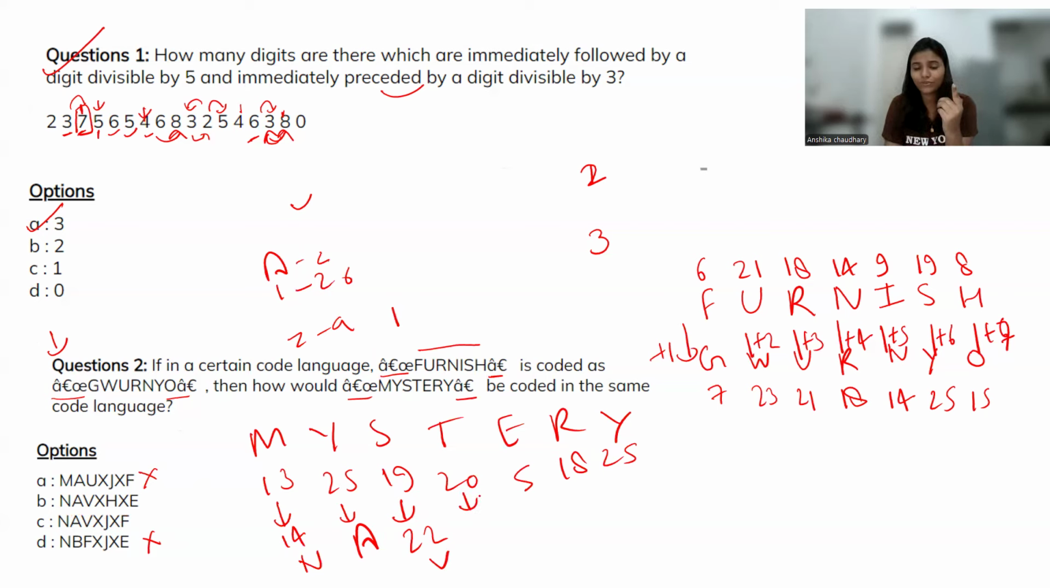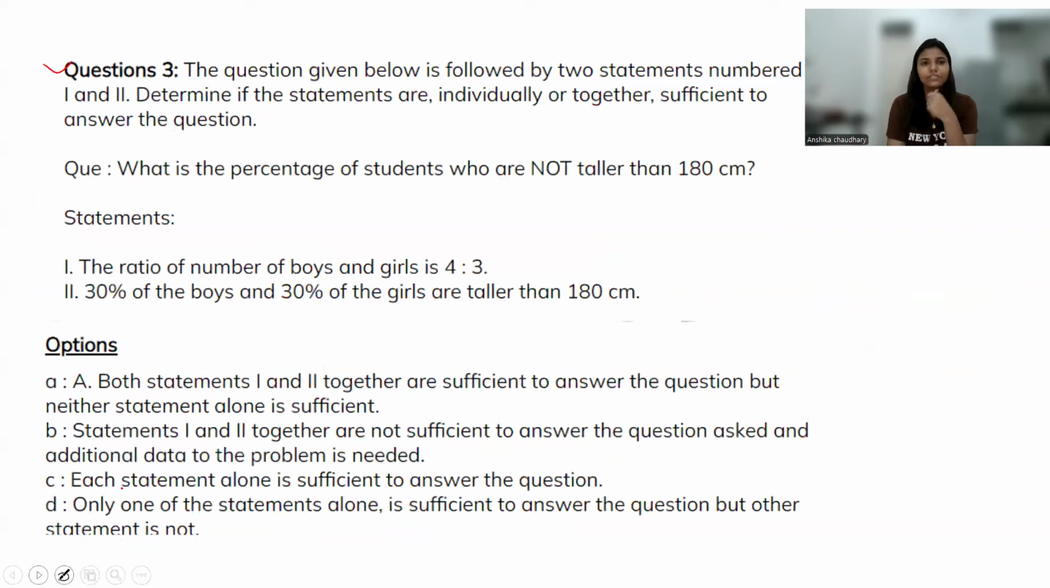So it will be incremented by 4, so it will be 24. So 24 is X. Then it will be incremented by 5. So 5 and 5 will be 10, and at 10 there is J. Right. So NAVXJ. This code will be the right answer for this question. I hope it is clear. Okay, so now let's move on to the next question.